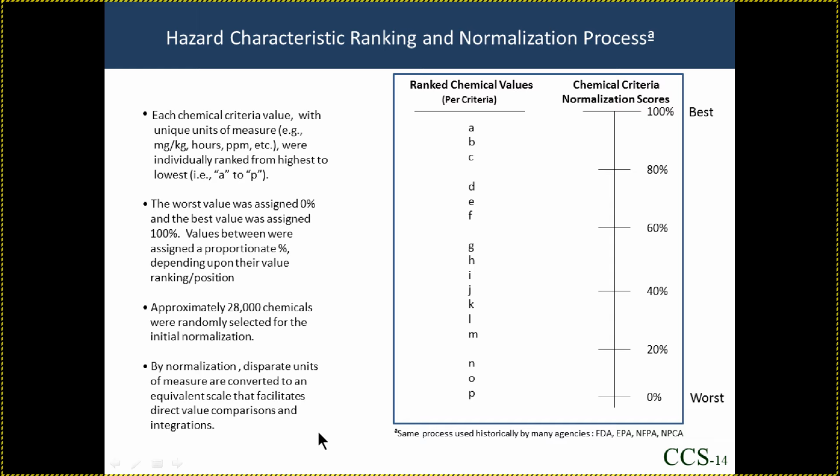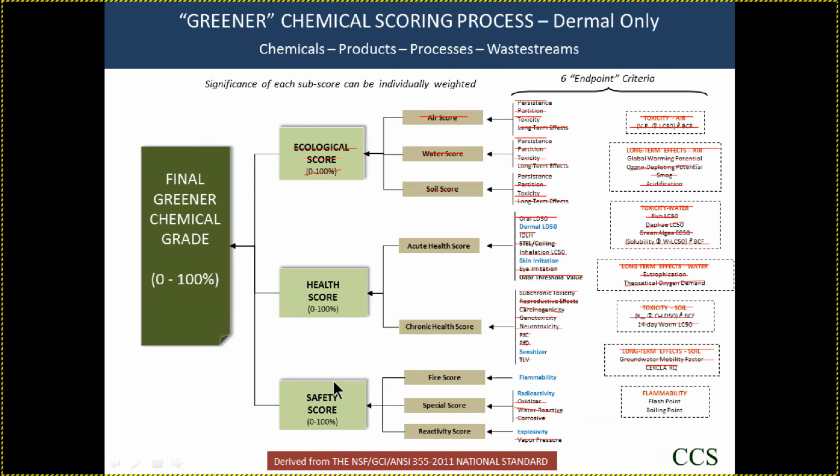We did that for each of the individual 44 endpoints back in the early 2000s. So in 2002 and 3, we were going through and setting those parameters. Now when we get new chemicals into the database, we look up those 44 endpoints and apply them against those same rankings to determine what their normalized score is. So we have the actual values in our database, but we also have the normalized values.